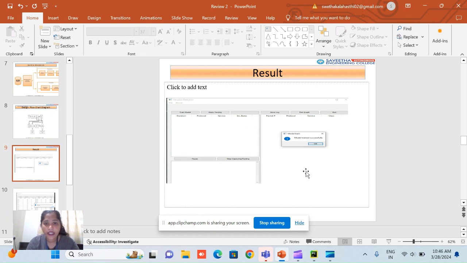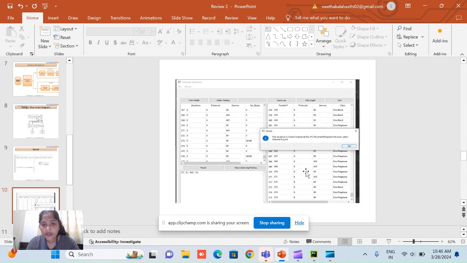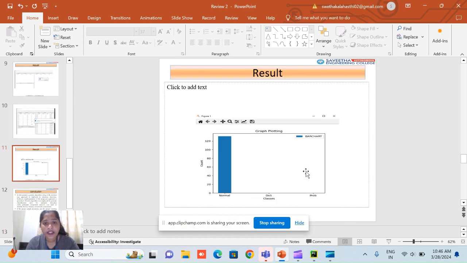In this project, we come to the result. First, we should train it successfully, and we should get the log. We run the static testing from the training model as well as KDD, and if we plot the graph, we get the normal count as above 120. If it is 2, we get a greater count.